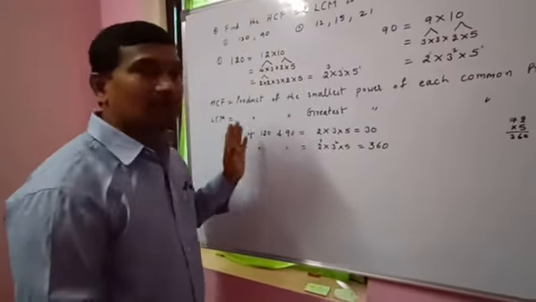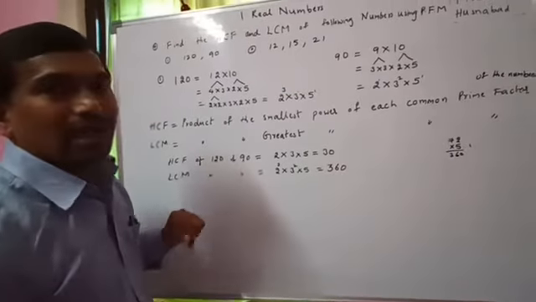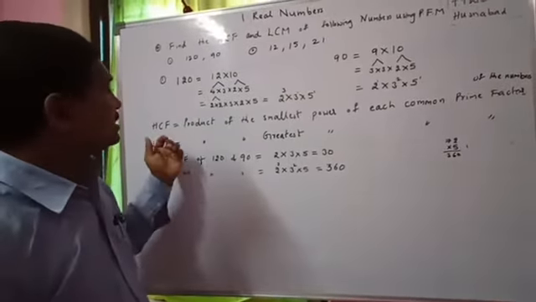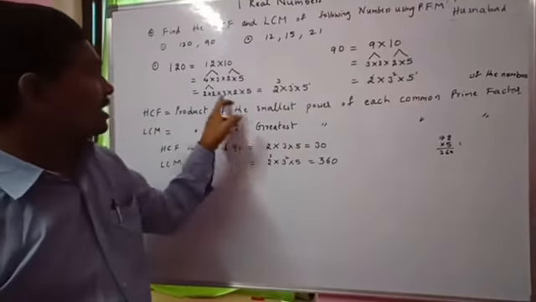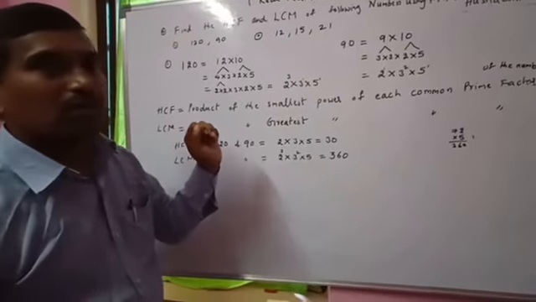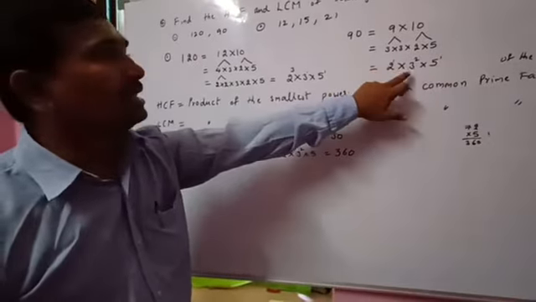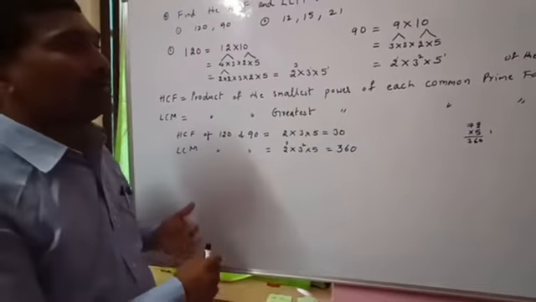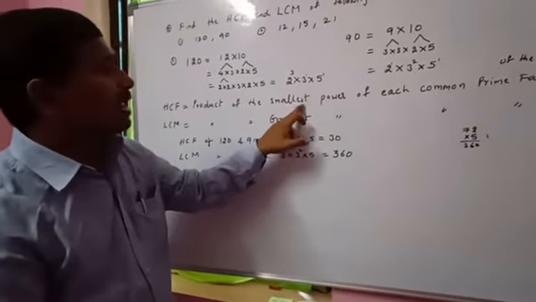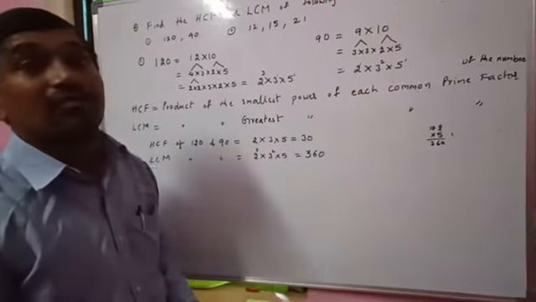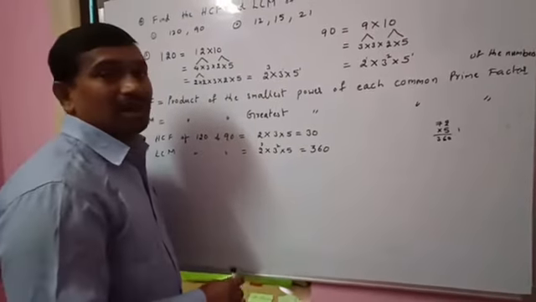Now what is HCF, what is LCM? HCF means highest common factor. Highest common factor means what are the common factors? Here 2 is a common factor, here also 2 is a common factor. So 2 is the common factor, and here 3 is a common factor, 3 power 1. Here we have a trick to find the HCF: the product of the smallest power of each common prime factor.